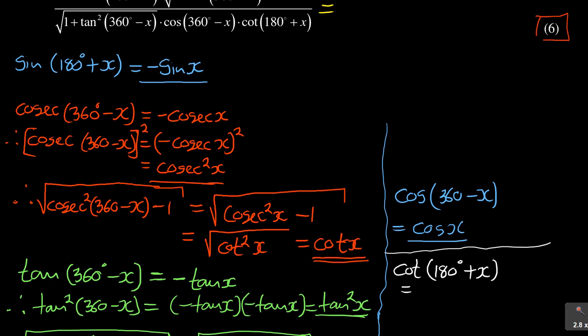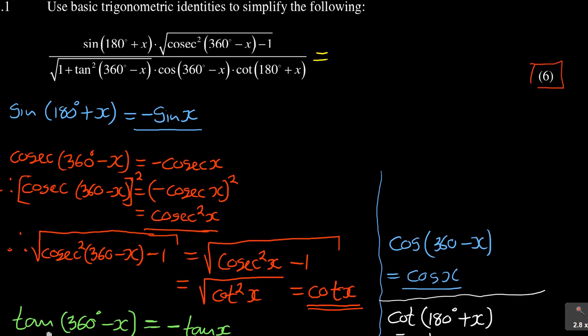So cot 180 plus x, if it was tan, it was going to be tan x, but because you're dealing with cot, we are also going to maintain it as cot x in this case. So now with all these, as I said, I put an equal sign here intentionally to say I'm going to write the simplified versions of all that. So the first one, I have my division line here.